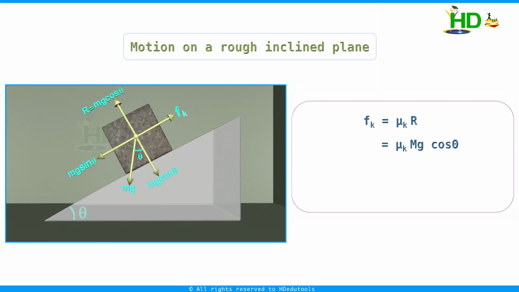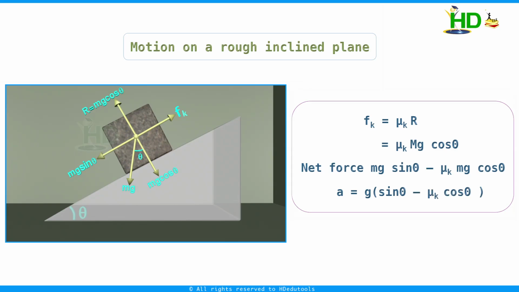When the body is sliding down with acceleration a, the net force acting on the body is mg sin theta minus mu k mg cos theta. Therefore, the acceleration a equals g into (sin theta minus mu k cos theta).